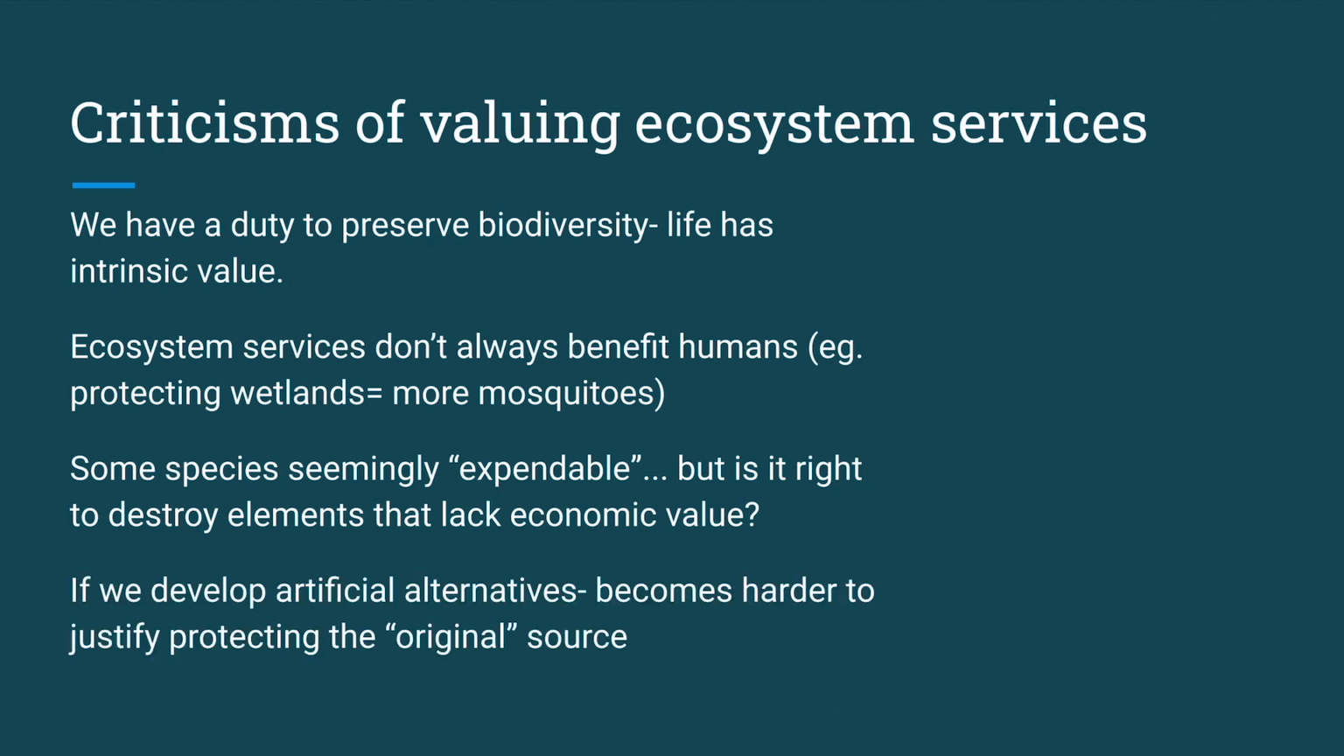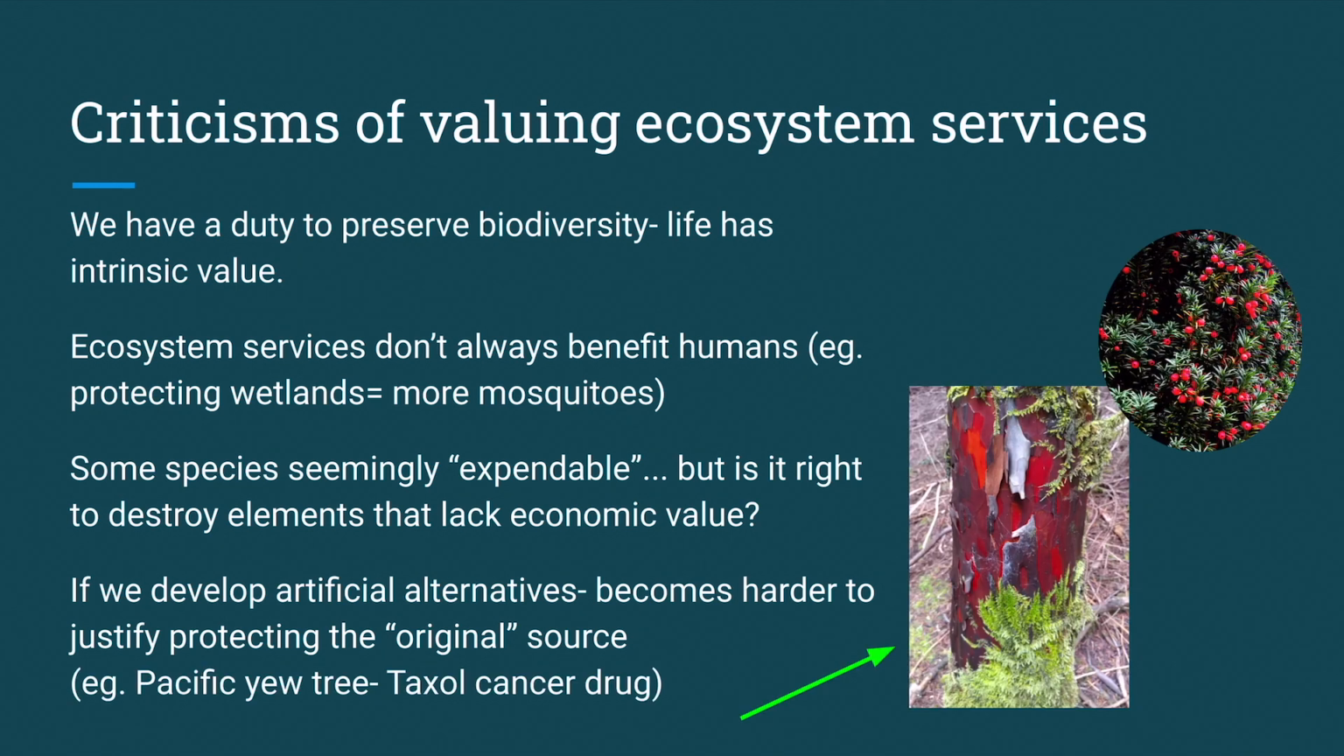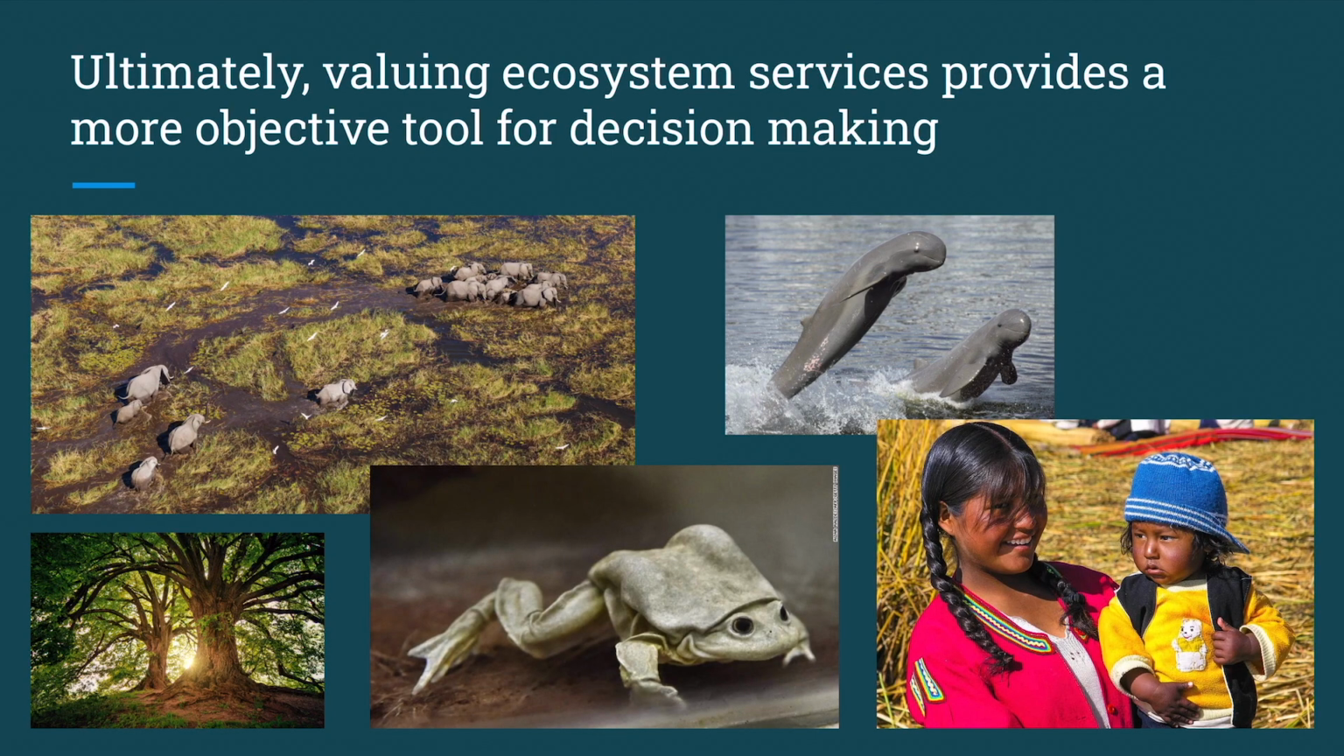Sometimes developing artificial alternatives also makes it harder to justify spending a lot of resources protecting the original source. For example, when Taxol, an anti-cancer drug, was developed, the Pacific yew tree was no longer necessary for providing extracts used in previous drugs. So even though it's not the only way we should value life, ultimately valuing ecosystem services in this way, putting a dollar amount on them, provides a more objective tool for decision making.